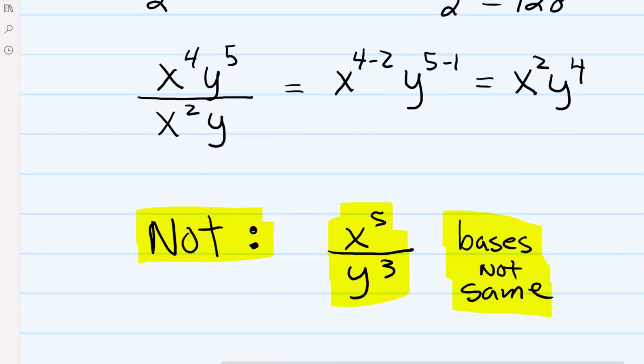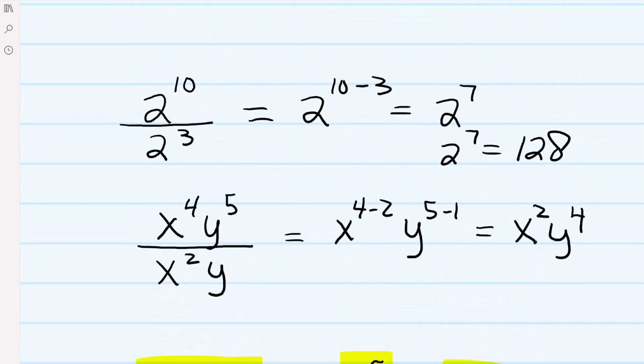example of dividing. 2 to the 10th divided by 2 cubed. Well, when we divide powers of the same base, you subtract. 10 subtract 3 is 7. And now, because this is a number, 2 to the 7th, in your calculator, hit the caret button and then enter 7 and then enter, and you get 128.